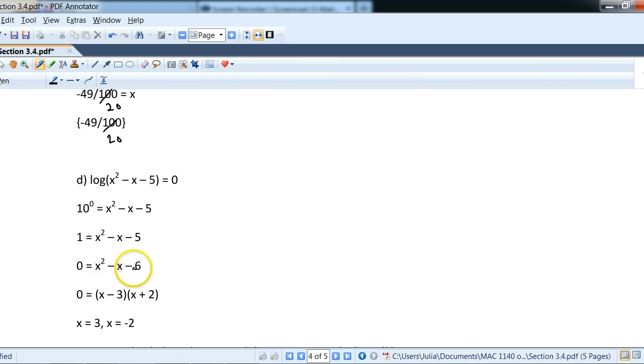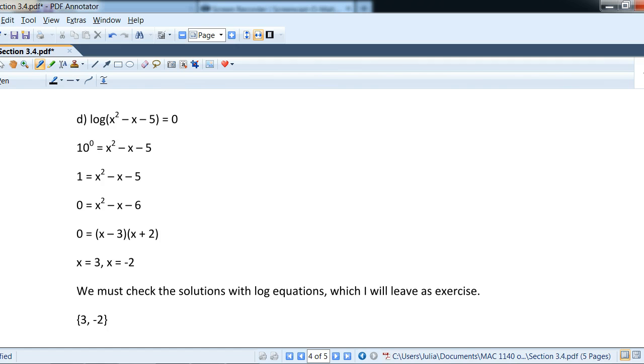So 3 and negative 2, I think both of them are going to give you 1, I believe, because it's 9 minus 3, that's 6, minus 5 is 1, and then negative 2 squared is positive 4, minus a negative 2, that's positive 6, and then minus 5 is 1. So both of them work out, so you'll get 2 solutions here. So generally, I recommend you check the solutions. So we get 3 and negative 2.